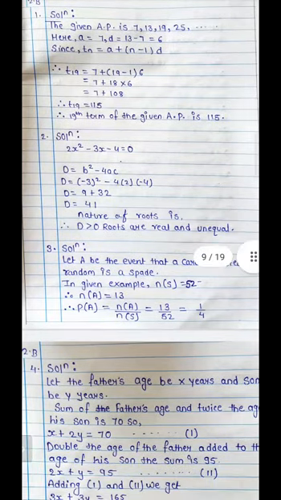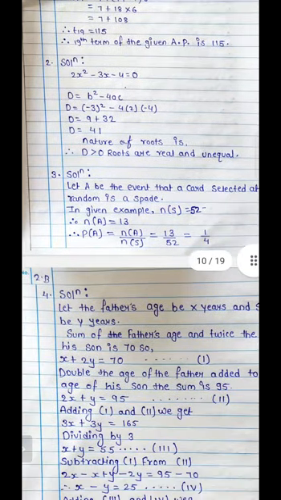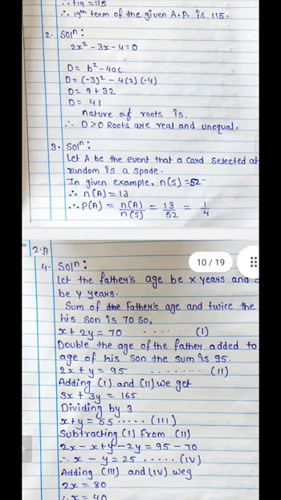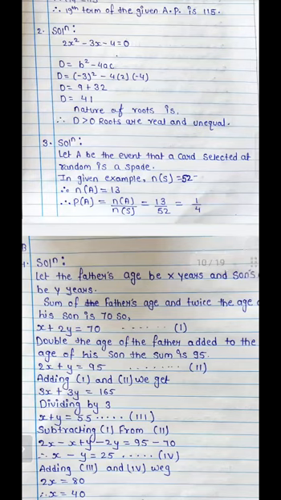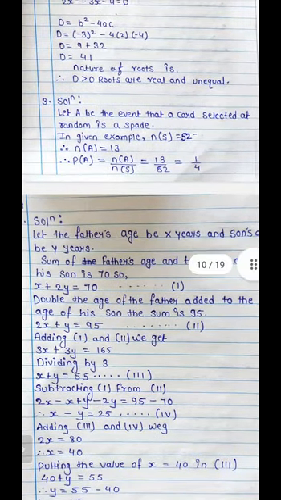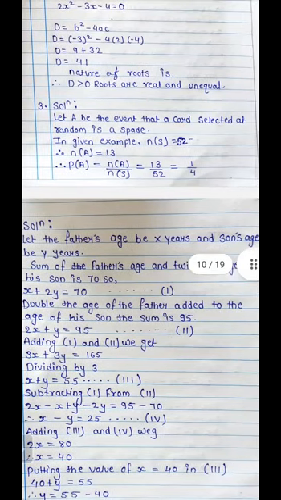Now question number 4. The fourth question is: the sum of the father's age and twice the age of his son is 70. If we double the age of the father and add it to the age of his son, the sum is 95. Find their present ages. So see here, we will take the father's age as x years and the son's age as y years. As we don't know the ages, we will take x and y years.